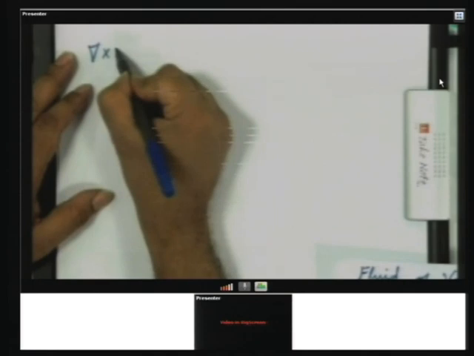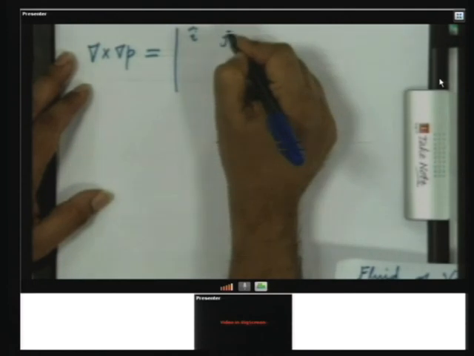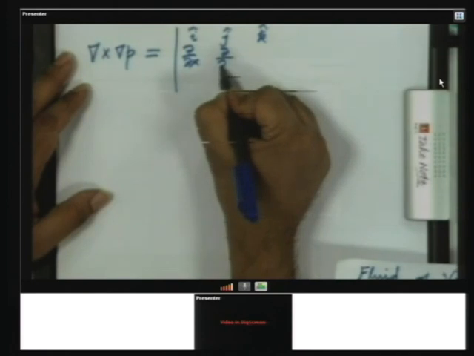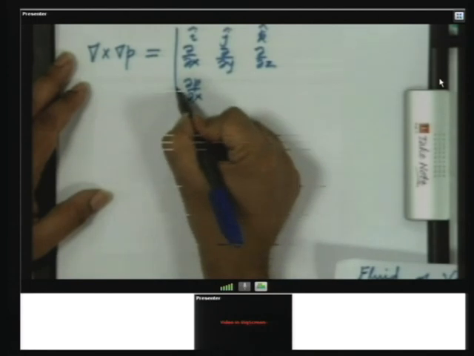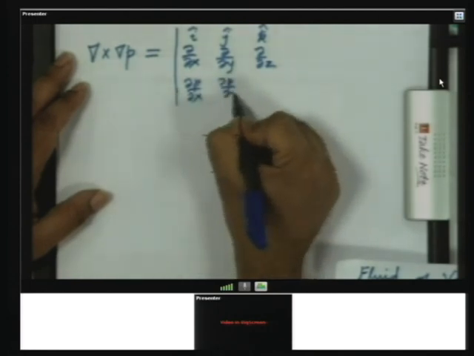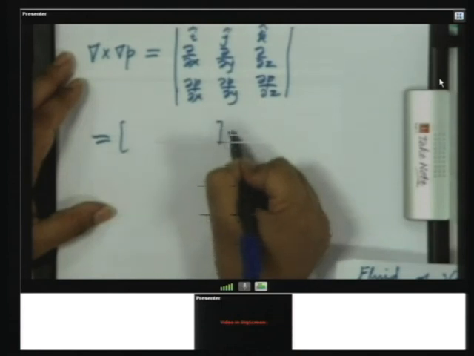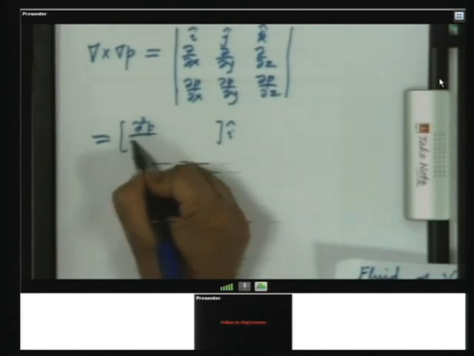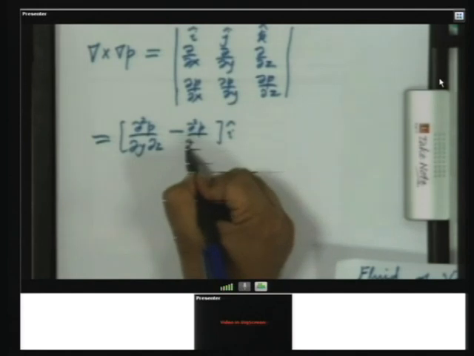Curl of grad p, I am going to write again i, j, k; del/del x, del/del y, del/del z, and here we have del p/del x, del p/del y and del p/del z. So, if we expand it and look at the i component, it is given by this subdeterminant. So, we are going to have del 2 p/del y del z minus del 2 p/del z del y.